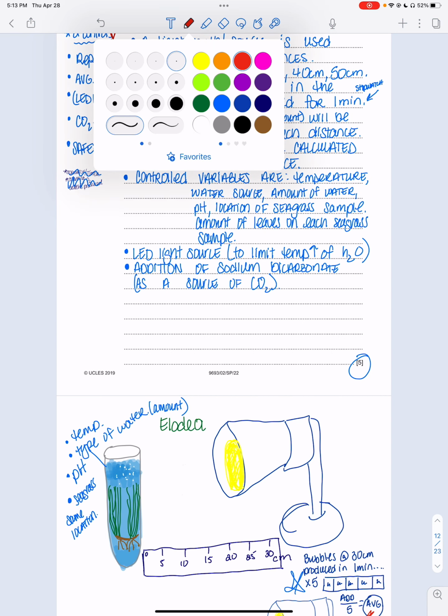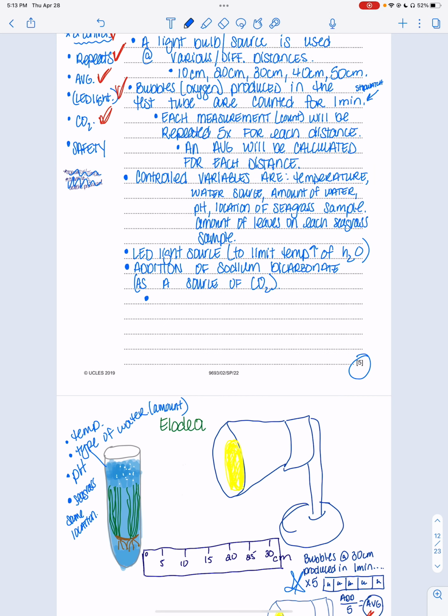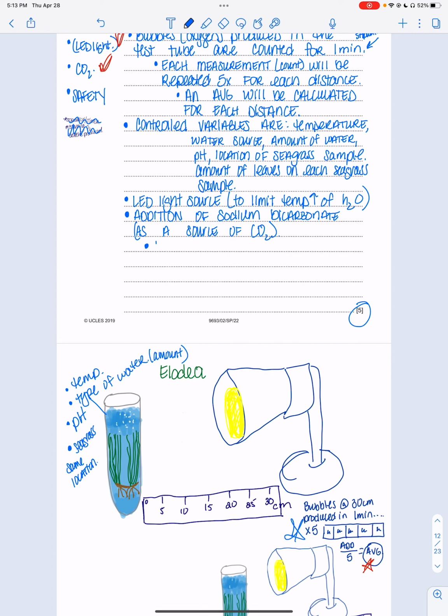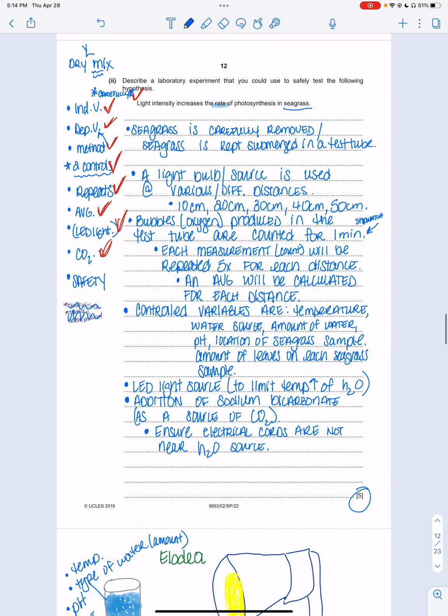All right, and then I'll add in a safety, but you only need 5 marks. You have quite a lot now. Ensure, or be careful about, take care with, something like that. Ensure electrical cords of the lamp are not near water. All right, so that's that mark right there.